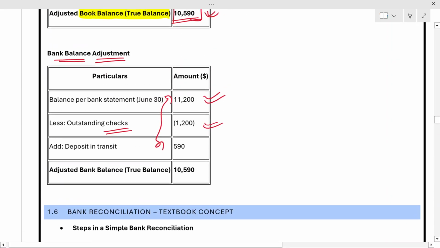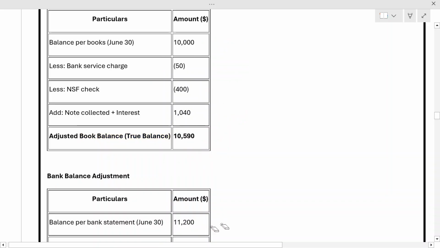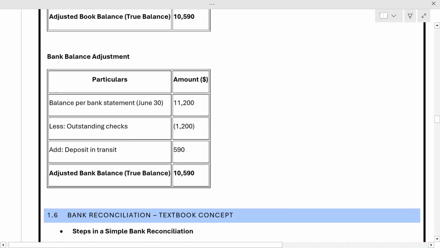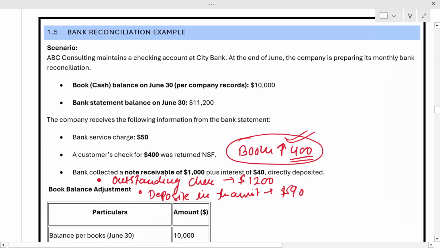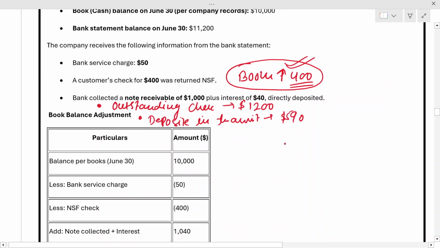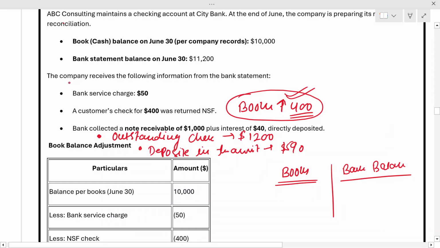So once we are done with this, let me show you another way to calculate if something needs to be added or reduced here. For that, let's go through the items again. Whenever you need to calculate your true balance, you need to write your books balance on the left, and your bank balance on the right. Okay, and now let's see the first item. You can see the company received the following information from the bank statement, that the bank has done charges of 50.